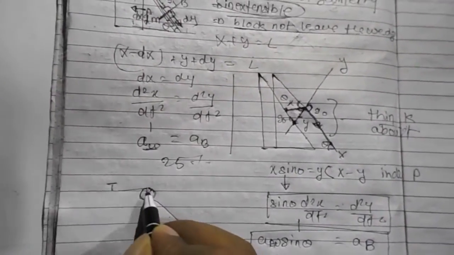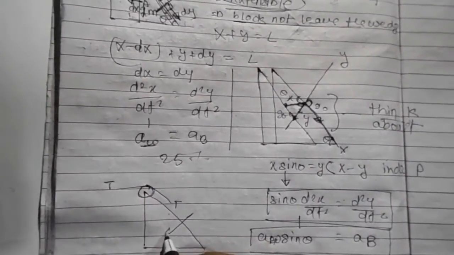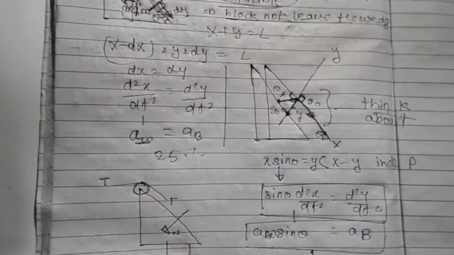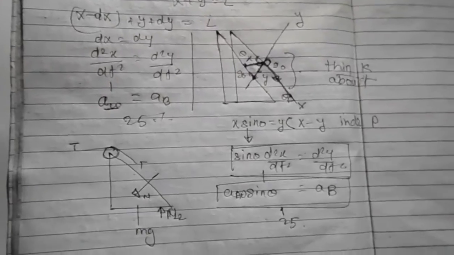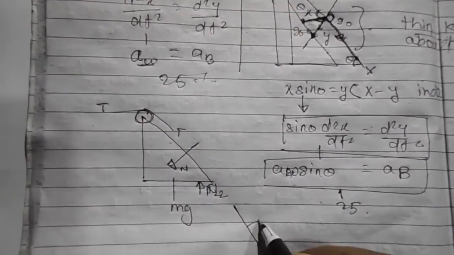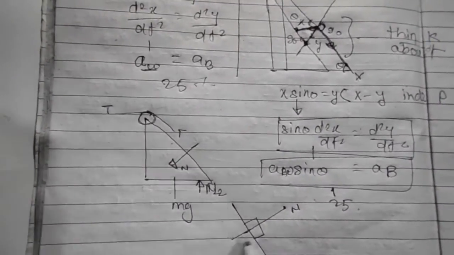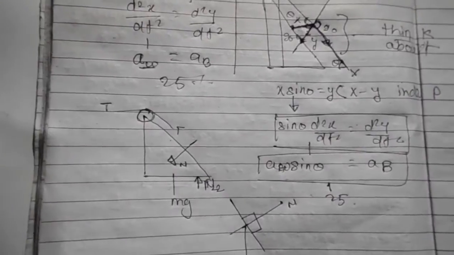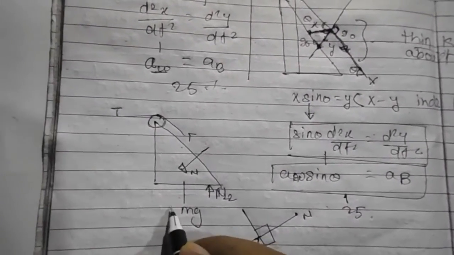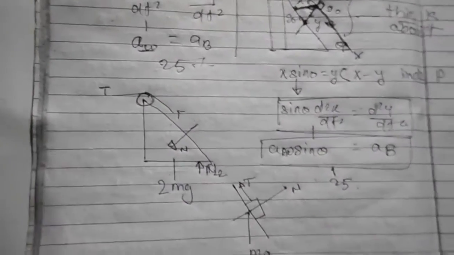This is T. Think about why I cut this thing here. This is N1, this is mg, this is N2. Now this is the block, this is N. This is mg. Let me write down 2mg. And this is T.